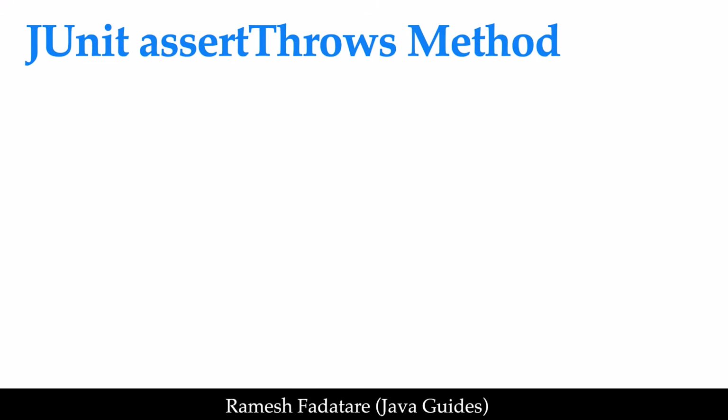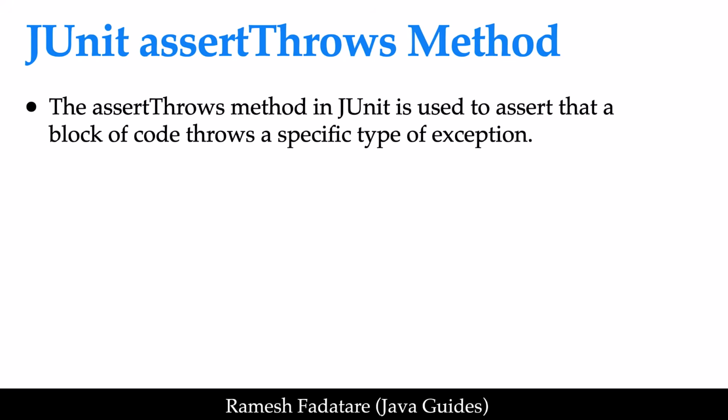In this lecture, let us take a look into assert throws method in a JUnit framework. The assert throws method in a JUnit is used to assert that a block of code throws the specific type of exception. Well, whenever you want to verify that a method throws the correct type of exception, then you can go ahead and use this assert throws method.